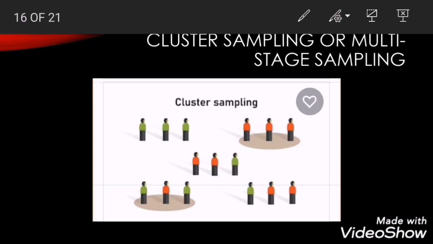Suppose we want to take a sample of 5,000 households from the state of Tamil Nadu. At the first stage, the state may be divided into a number of districts and a few districts selected at random. At the second stage, each district may be subdivided into a number of villages and a sample of villages may be taken at random. At the third stage, a number of households may be selected from each of the villages selected at the second stage.